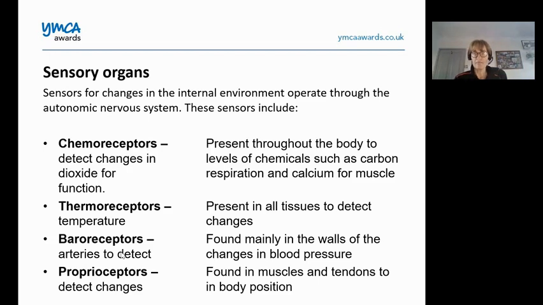Now, these are to do with changes in blood pressure. So we find these in the walls of our arteries, and these detect changes within our blood pressure. And then finally, we've got proprioceptors. And our proprioceptors are in our muscles and our tendons, and they detect changes within our body position.